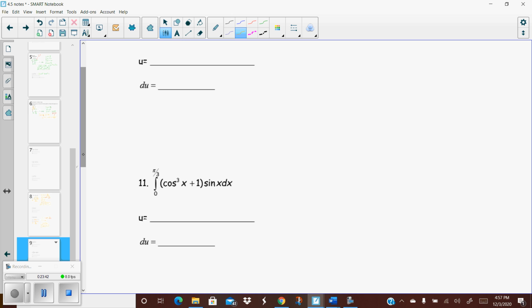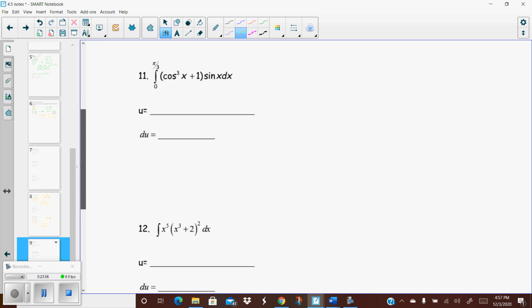So we've got cosine cubed x plus 1 times sine of x. That's our integrand, and it's a definite integral. Okay, I am probably going to change my bounds on this one, although you don't have to. When it doesn't say which method to use, you can use either one that you want to. I usually choose to change my bounds when I can, because to me it makes it easier. I don't have to remember to turn things back into x later.